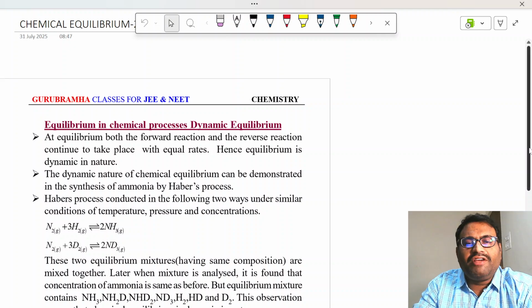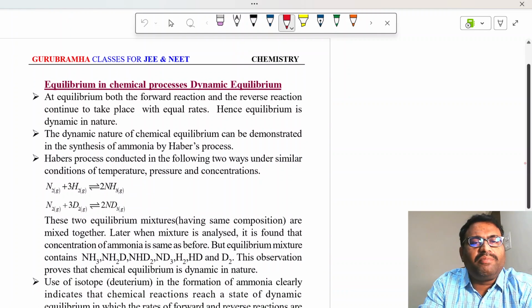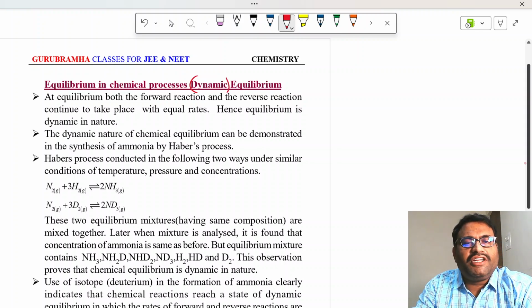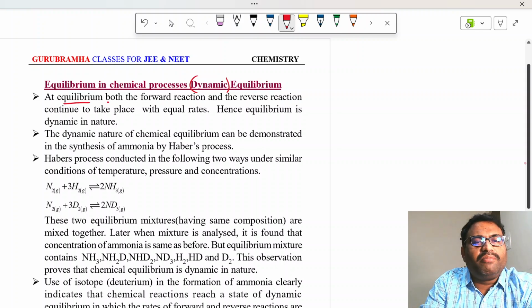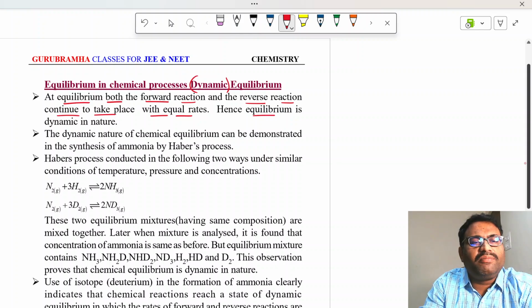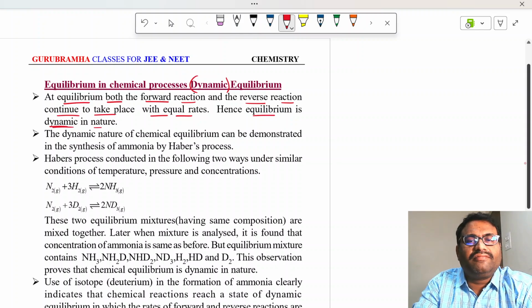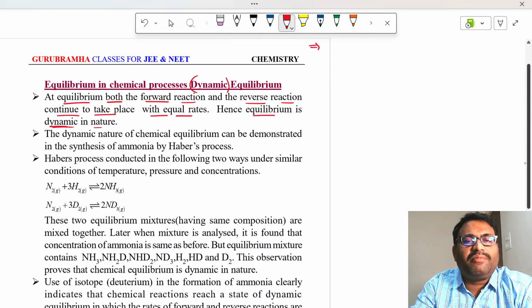Next, equilibrium in a chemical process is dynamic. When a reversible reaction is at equilibrium, both the forward reaction and reverse reaction continue to take place with equal rates. Hence, equilibrium is dynamic in nature. So what is the meaning of dynamic here?